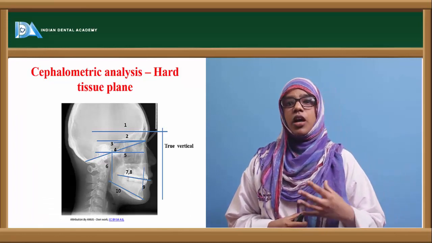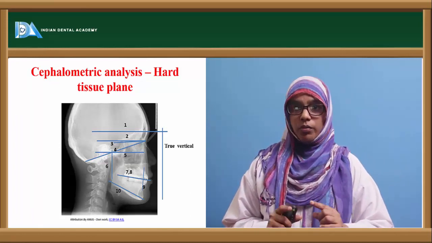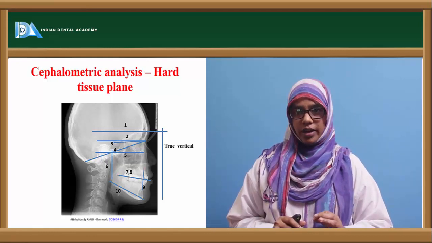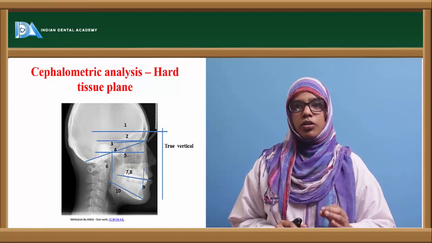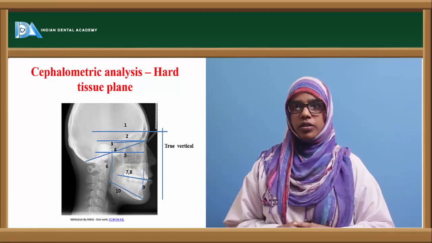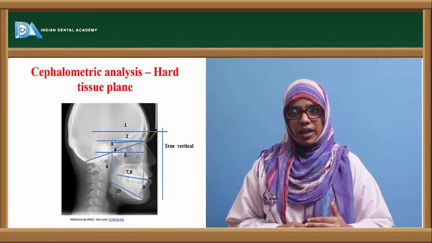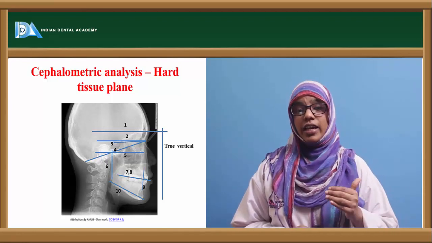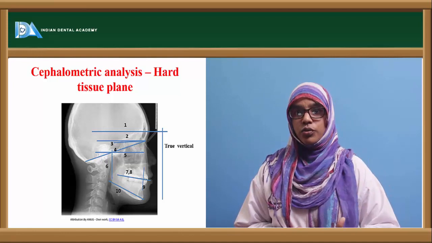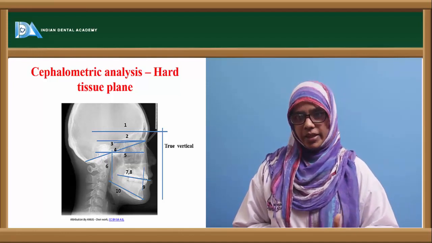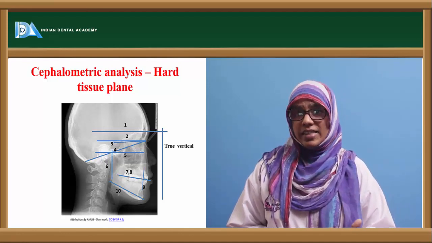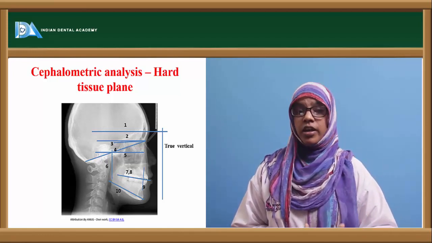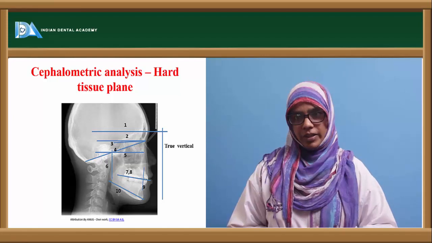Now these are some of the hard tissue planes, wherein number 1 is the HP plane on the cephalogram, which is nothing but a perpendicular drawn to the most prominent line on the cephalogram. Below that, number 2 is the constructed HP plane. This is actually a line drawn at 7 degrees to the SN line or SN plane. But what exactly is the SN plane? The SN plane is the line joining the sella turcica and the nasion. It tells you about the anterior cranial base.